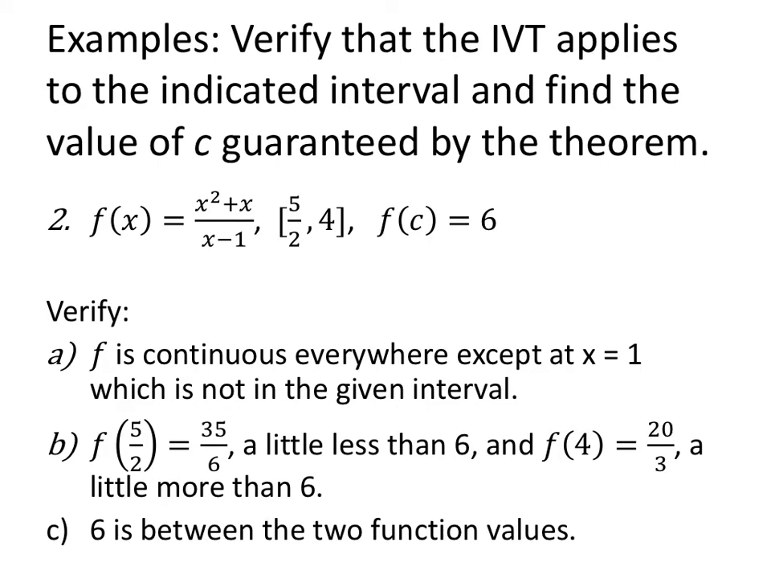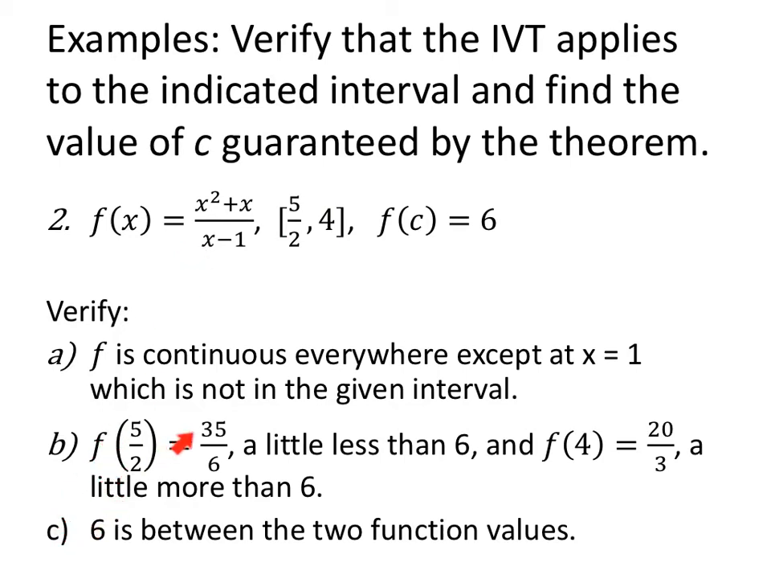Alright, how about f of x equals x squared plus x over x minus 1 on the interval from 5/2 to 4. We know that this rational function is continuous everywhere except at 1, right? Domain value, we don't have a domain value of x equals 1, but that's not in our interval. So in this particular interval, our function f is continuous.